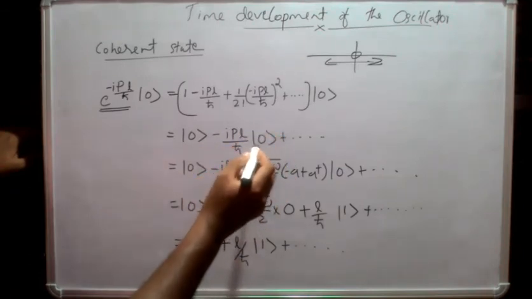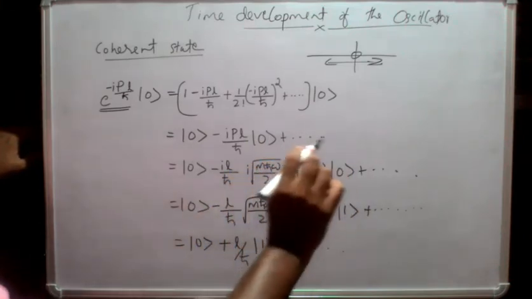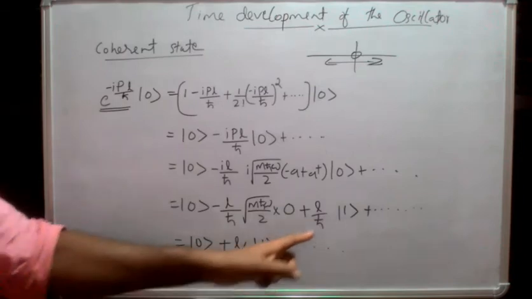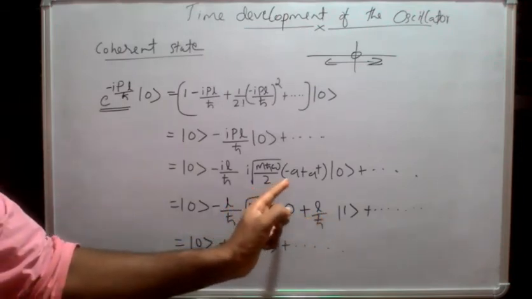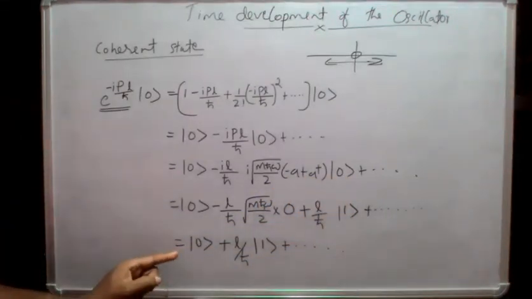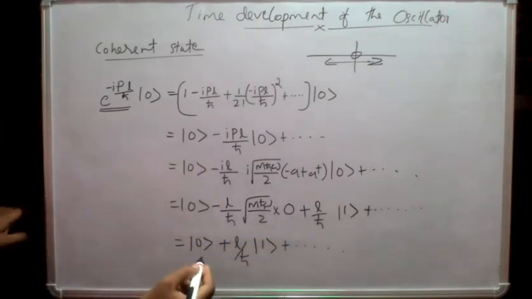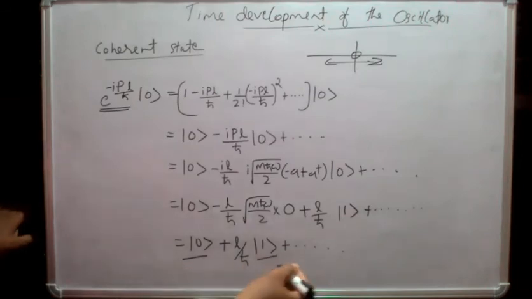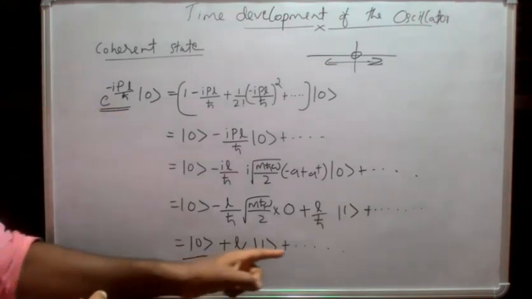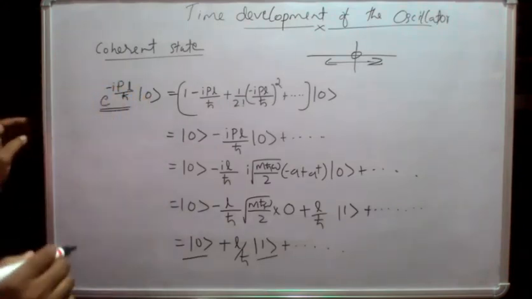So expanding in this way, minus iPL over h cross on ket 0 means iL over h cross times the operator P, which is i times the square root of m h cross omega over 2 times (minus a plus a dagger) on 0. When expanding, a on 0 gives 0, and a dagger on 0 gives another state, 1. So we can write this as ket 0 plus L over h cross ket 1 plus etc. This is a superposition of the ground state, first excited state, and so on. In this way we can shift a ground state into a superposition of different states using the finite translation operator e raised to minus iPL over h cross.